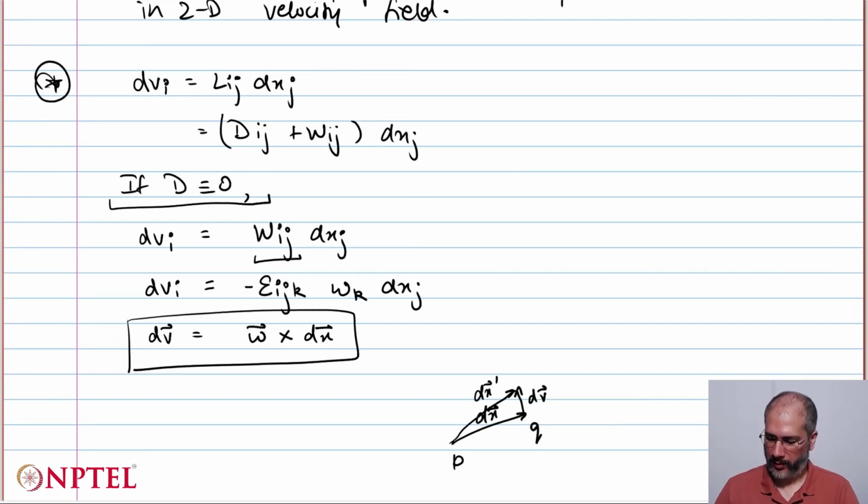If I had a very light stick which was stretchable, let's think of a rubber stick, and I kept it in the flow like this, the stick will not stretch because my d is 0. That means there is no stretching happening, it's a pure rotation, and this stick will start rotating counterclockwise in this case with an angular velocity of magnitude omega.